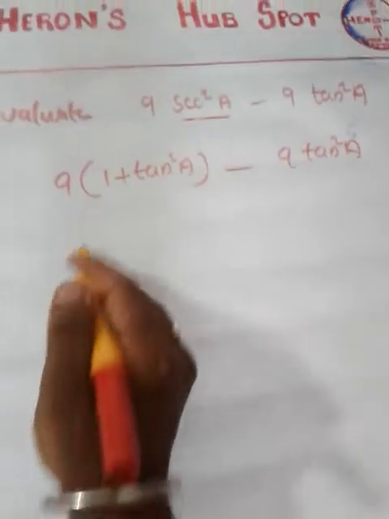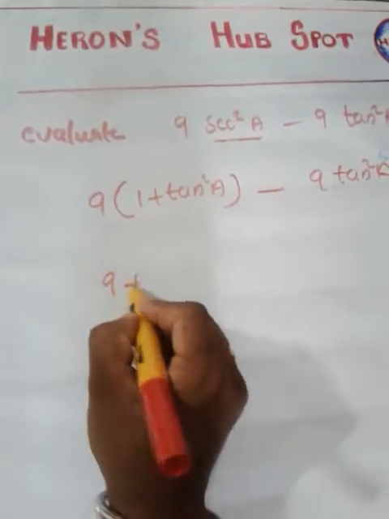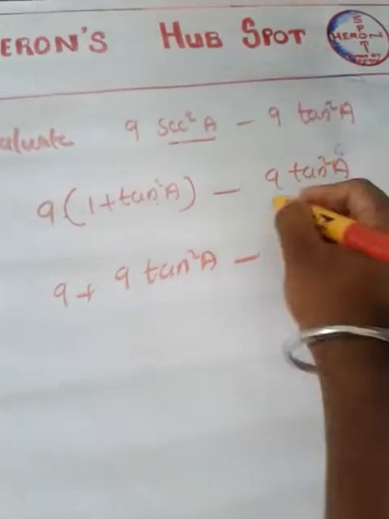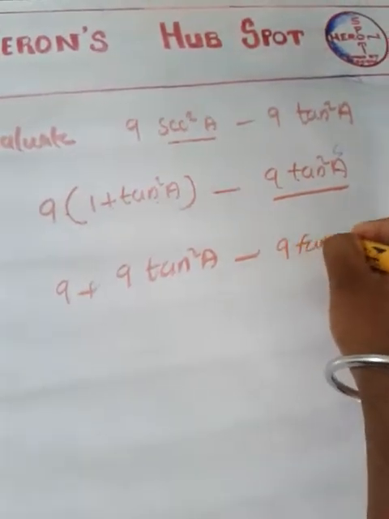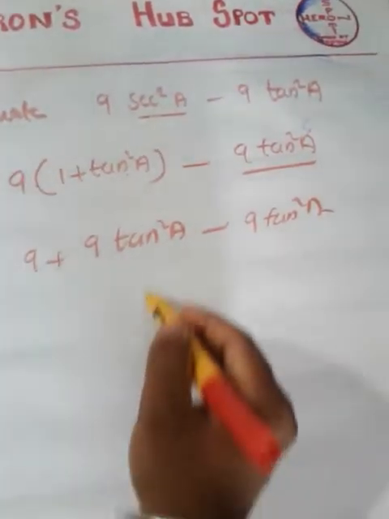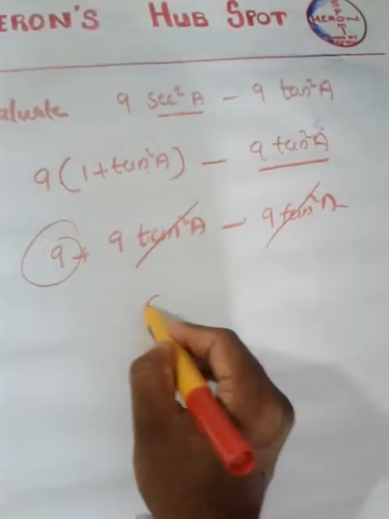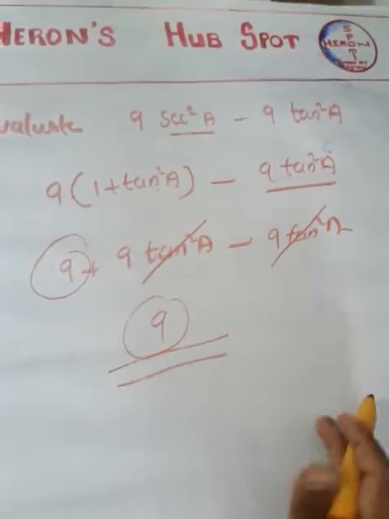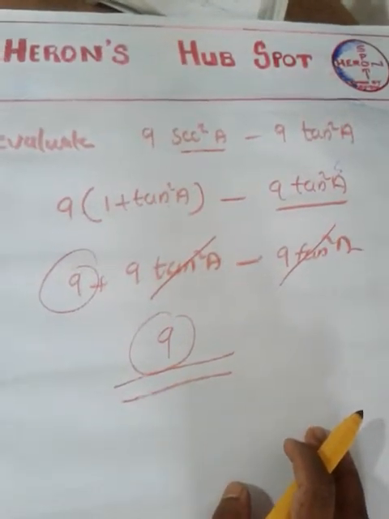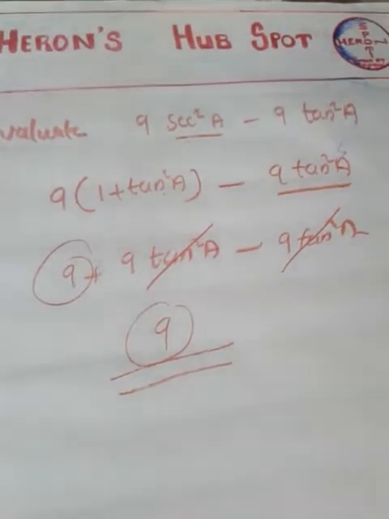Now you just take 9 inside. 9 into 1 is 9 plus 9 into tan square is 9 tan square A, minus 9 tan square A as it is. So what I did is, I took this 9 inside. You may have understood. Now you see, 9 tan square A and minus 9 tan square A will get cancelled. What will remain? 9 will remain. That will be your answer, 9. And this question will come under section B. Okay, very simple question, no? And let us move to the next question.